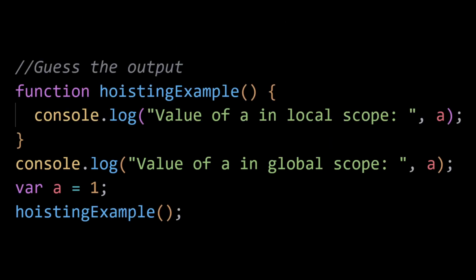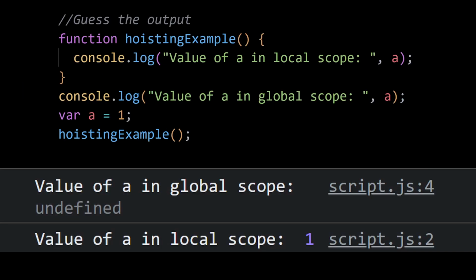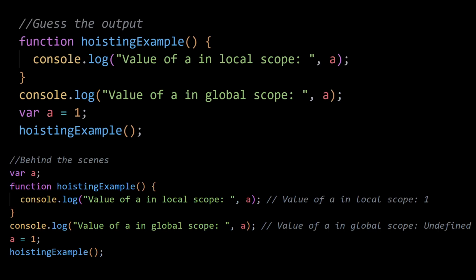Now for the sixth question, guess the output of this. Well, here the first console will print a as undefined and the second console will print a as 1. Here's the behind the scenes of this code. Here a is hoisted to the top of the global scope, but its assignment var a equals 1 happens later.